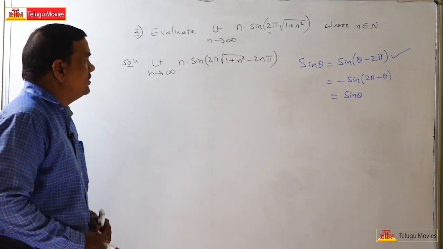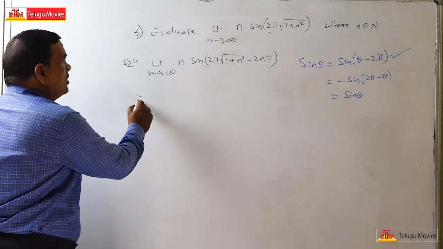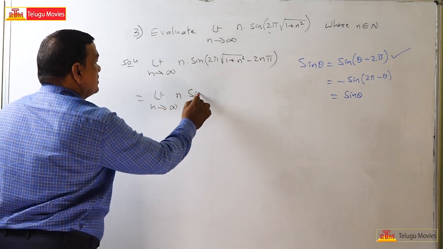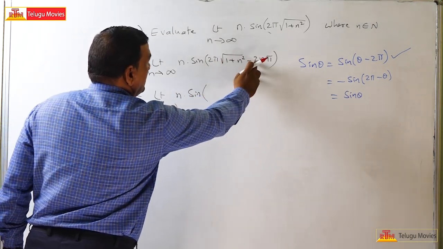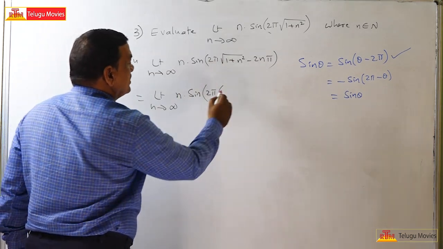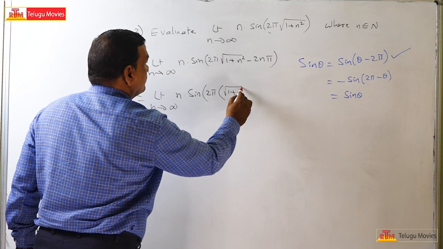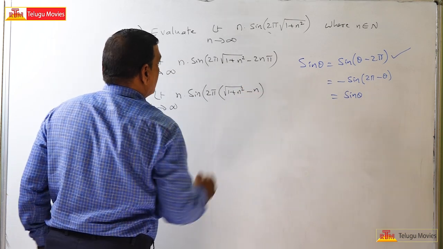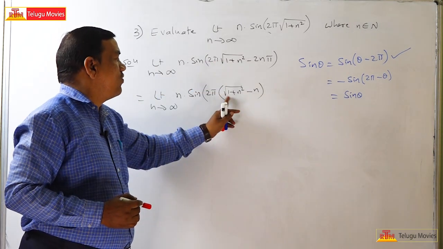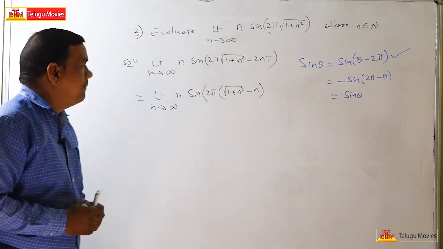Right. So up to that we got one thing. Now the next step is the limit as n tends to infinity of n times sine of pi times the expression. Can I take 2 pi common outside? If I take it common outside, what will remain? 1 plus n square minus n. If we take 2 pi common outside, we get the root of 1 plus n square minus n.